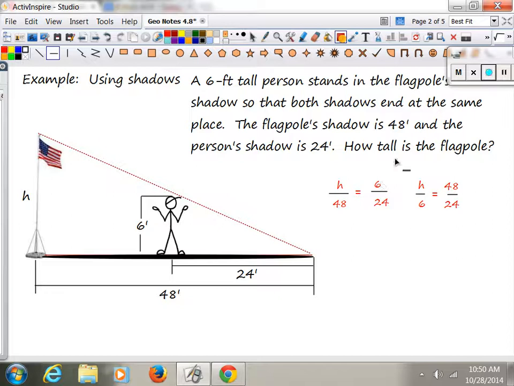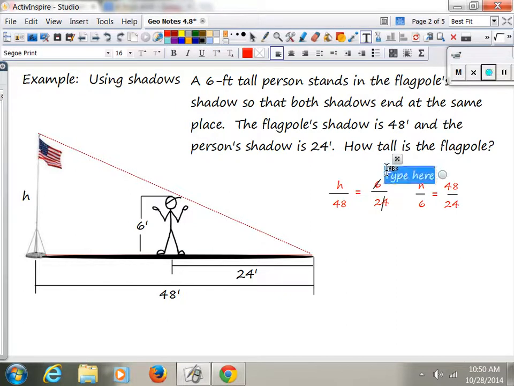So I would reduce the fractions here. If I was doing this first one, I would reduce 6 over 24 and make it 1/4, just so I can make it a little easier on myself. So that would be 4h equals 48. And then you're going to get h equals 12 feet.